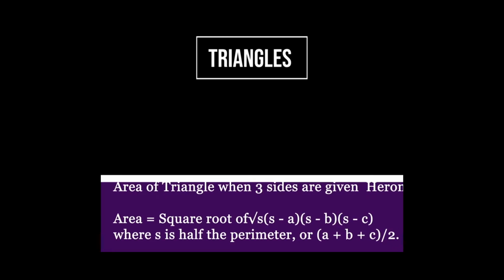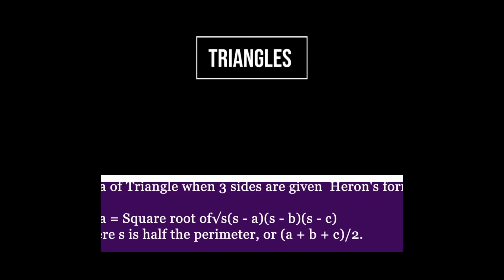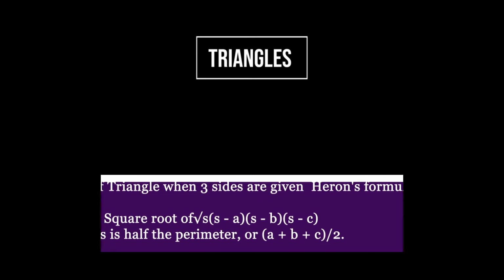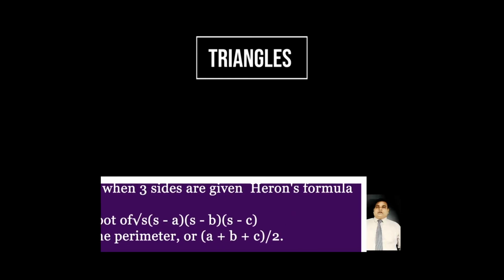Remember the formula: square root of S into S minus A, S minus B, S minus C, as you can see on the screen, where S is the semi-perimeter and A, B, C are the sides.